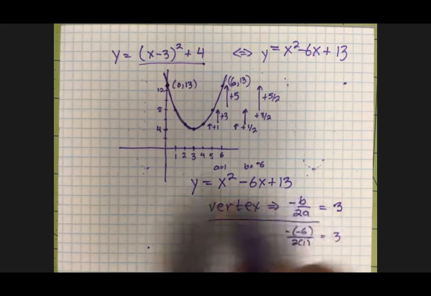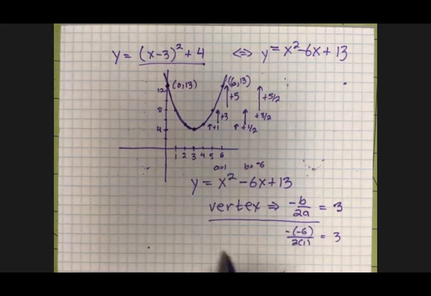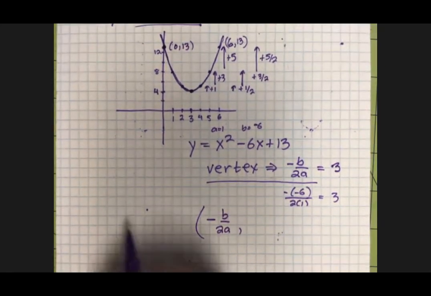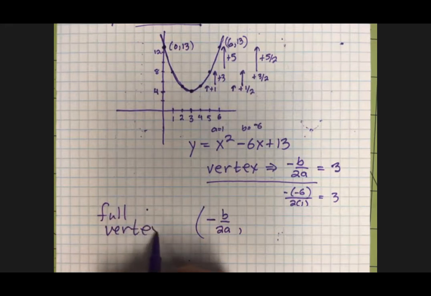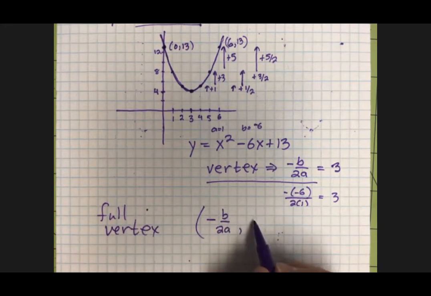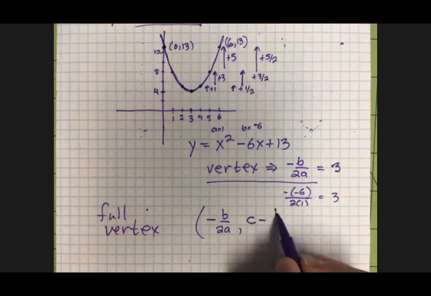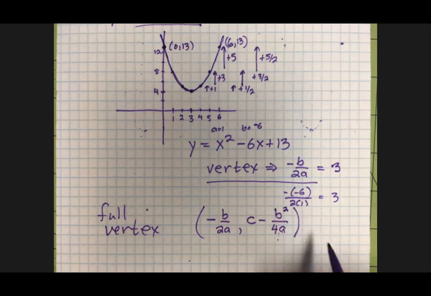But how do I find the low point on this parabola? The x coordinate of the vertex is minus b over 2a. This is the full vertex. The y coordinate of the vertex is c minus b squared over 4a. And he also presents this in the book. And minus b over 2a is not too hard to remember. Maybe c minus b squared over 4a is a little bit more work to remember, but it's worth it.